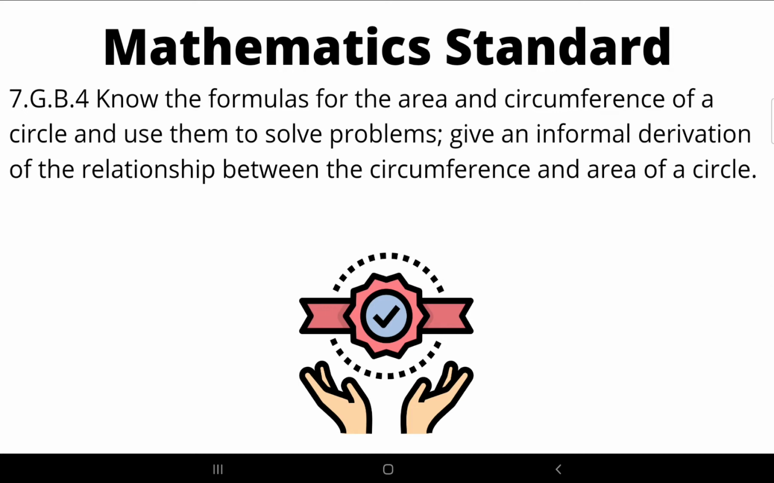7.G.B.4. Know the formulas for the area and circumference of a circle and use them to solve problems. Give an informal derivation of the relationship between the circumference and area of a circle.